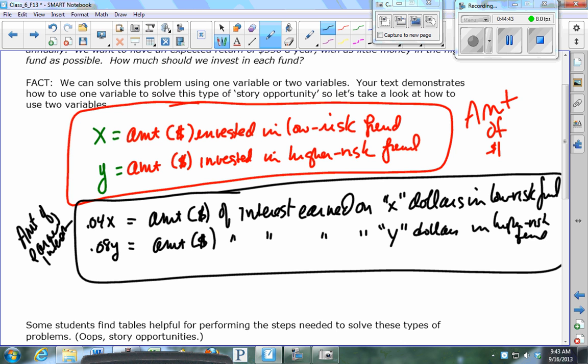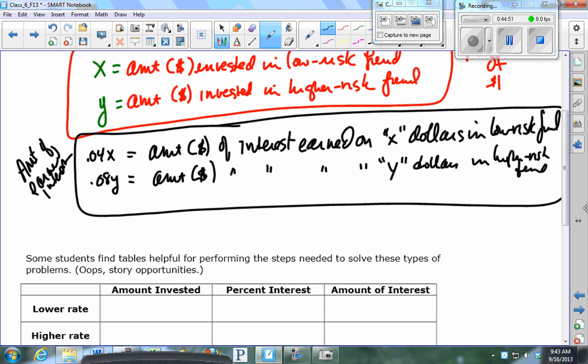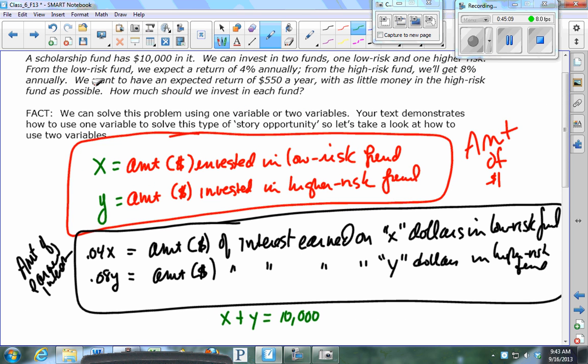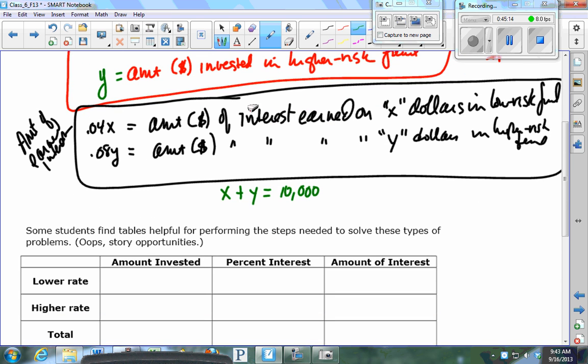How much money did you invest? Or how much money did you have to start with? 10,000 bucks. So what kind of equation can I get? Well, the amount that I put in my low risk fund plus the amount I put in my high risk fund is $10,000. Okay, that's my first what-equals-what. Now I need a what-equals-what about the interest. Do I know a total interest amount here? Oh yeah, I get $550 interest from both of these. So the interest I earn on my first account plus the interest I earn on my second account is 550 bucks.